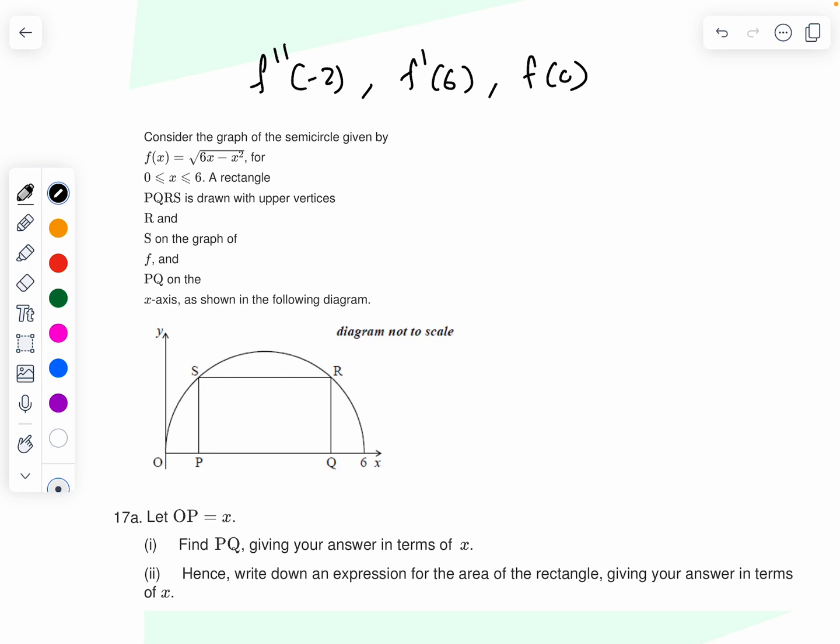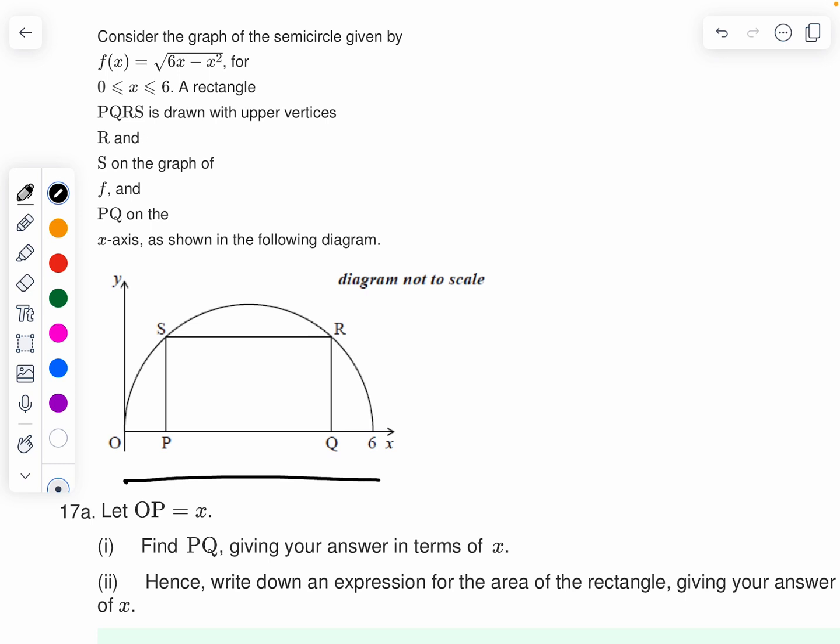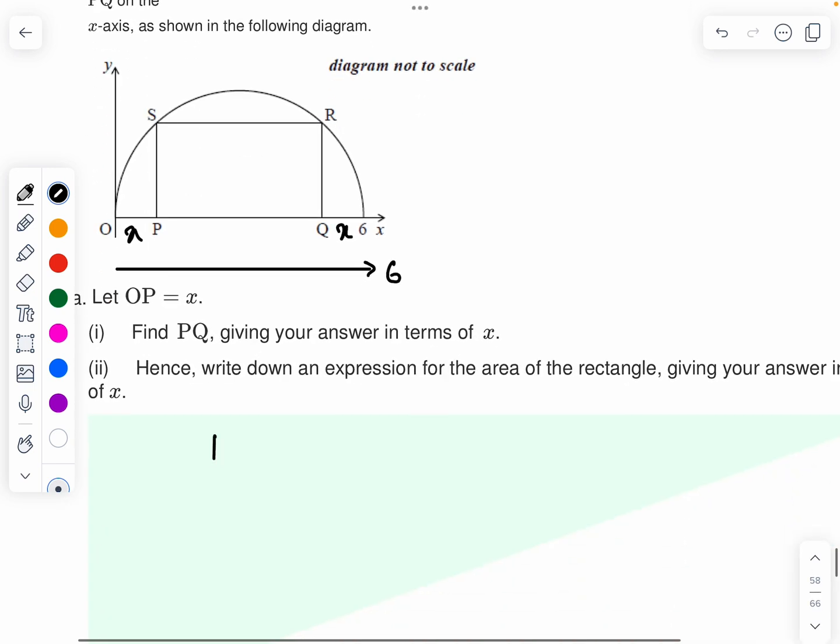So we know that this total distance is 6. If this part is x, this part is also going to be x. So what is going to be PQ? PQ is going to be 6 minus 2x.